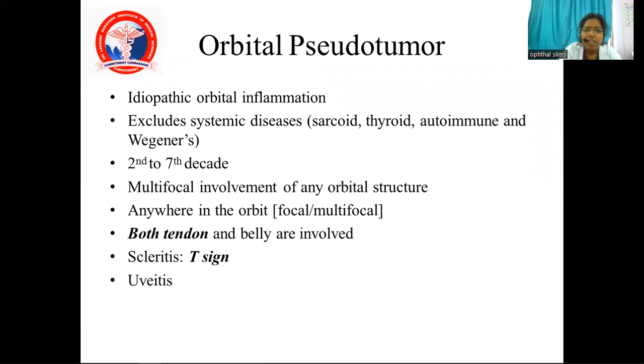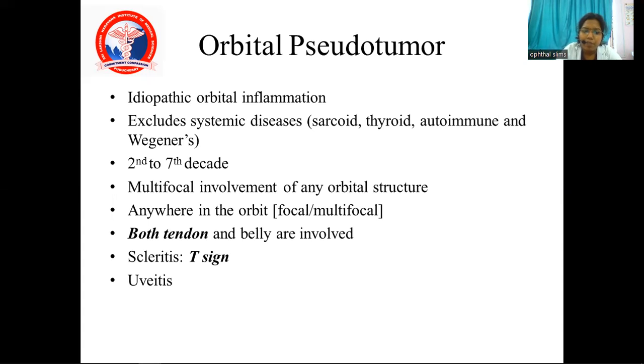Orbital pseudotumor. It is an idiopathic orbital inflammation, excluding systemic diseases like sarcoid, thyroid, autoimmune, and vasculitic disease. The age of presentation of pseudotumors will be second to seventh decade. There will be involvement of any orbital structure anywhere in the orbit, either focal or multifocal. And the typical feature is both the tendon and belly are involved. We just have to differentiate from thyroid ophthalmopathy, and there can be associated uveitis.